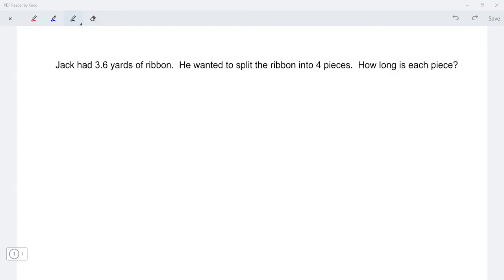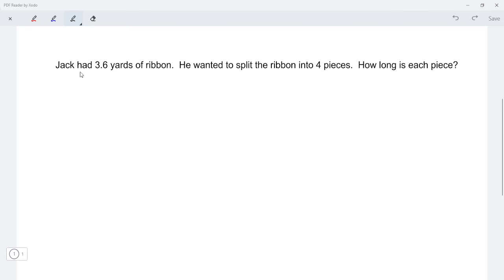Today we are going to be going over a division word problem. Now, dividing with decimals is actually very similar to dividing with whole numbers. So there's just a couple of things you have to remember, and it's pretty straightforward. But let's just go over this word problem.